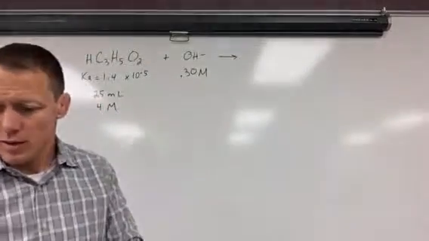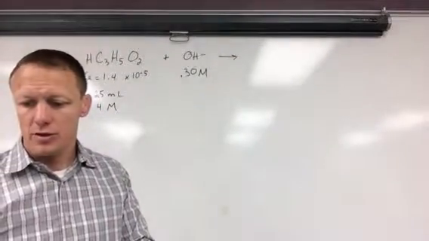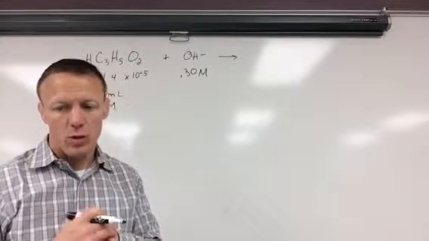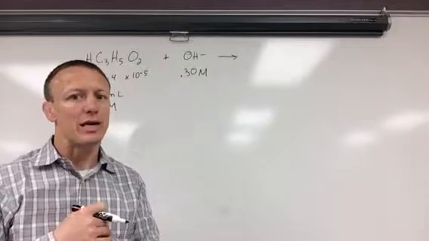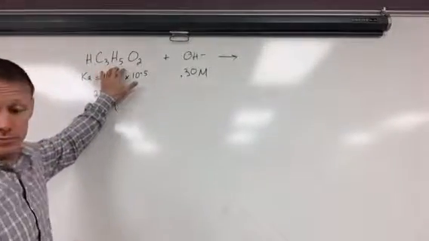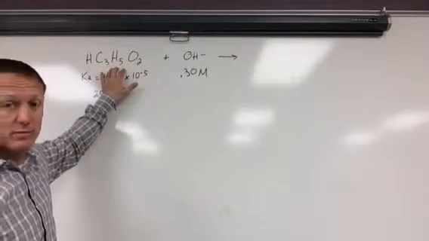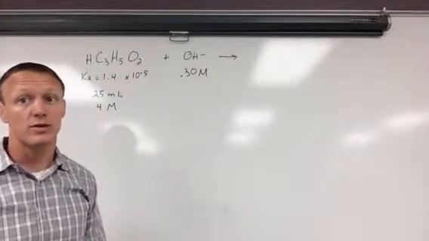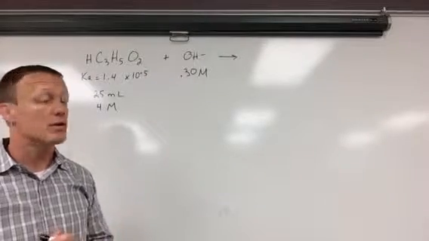This video is problem number 8 on your acid base sheet. It is a strong base with a weak acid titration. Strong base, weak acid. So here's our weak acid, propanoic acid, and our strong base was sodium hydroxide, so just the OH negative is all we need to show. Okay, so this is the reaction that's going to happen.